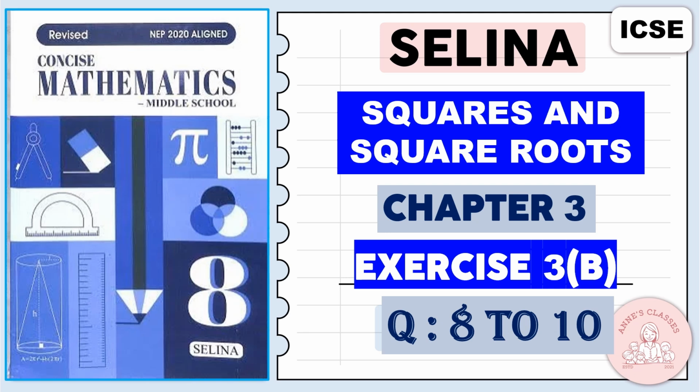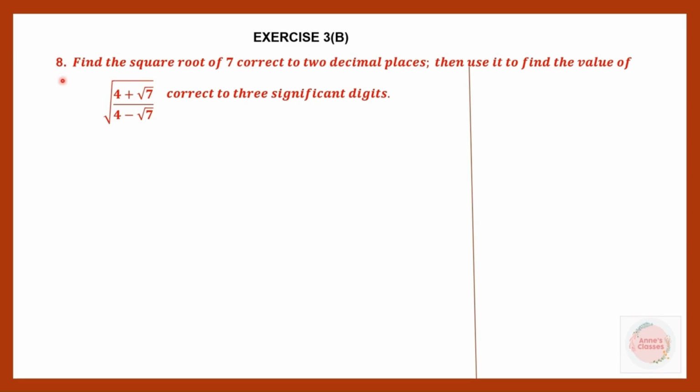Let's do squares and square roots, chapter 3, exercise 3b. And we are doing question 8. Find the square root of 7 correct to 2 decimal places. Then use it to find the value of this correct to 3 significant digits.